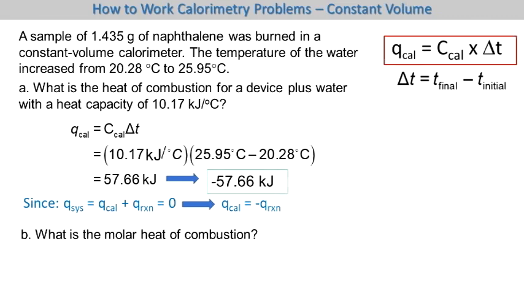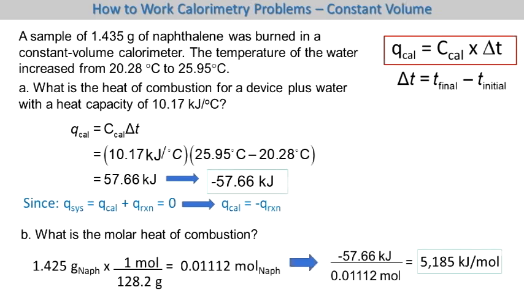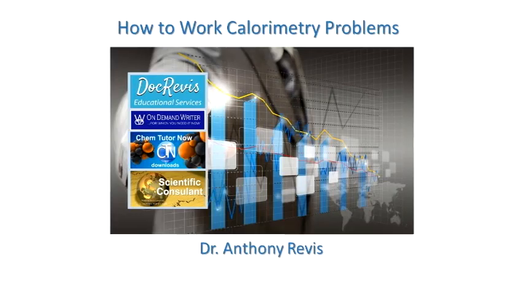In many cases, you will want to obtain the heat per mole of the substance. Therefore, the question would read, what is the molar heat of combustion? To do this, it is a straightforward dimensional analysis where we convert the grams of naphthalene into moles of naphthalene using the molar mass of naphthalene. When we divide the minus 57.66 kilojoules by the moles, we obtain minus 5,185 kilojoules per mole. Note that in this problem we do not use the mass unless we're looking for heat per mole. So there you have it, how to work calorimeter problems involving constant pressure and constant volume.